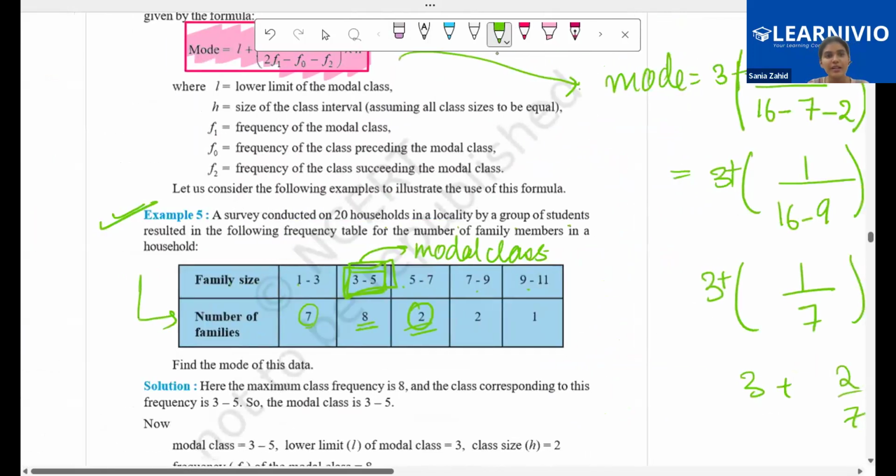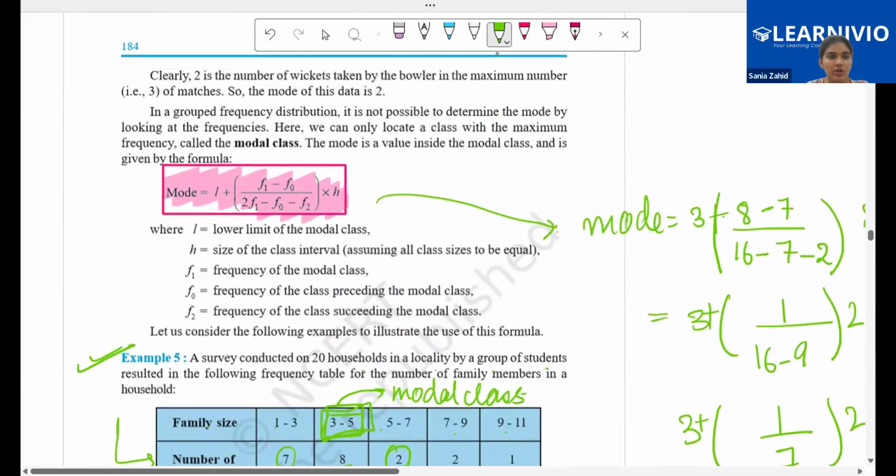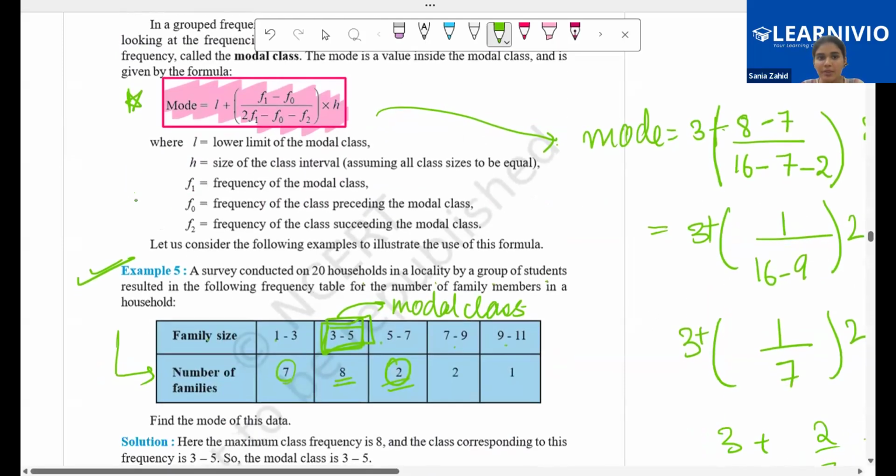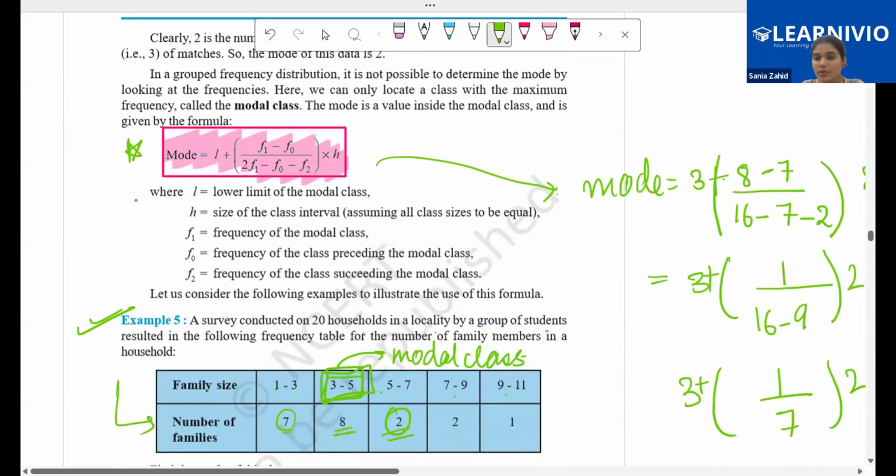So do you understand how we find the mode? You just need to memorize this one formula. What is this formula? Mode is equal to L, where L is the lower limit. You just need to know the meaning of all these symbols. What is the meaning of L, F1, F0, F2, and H? Understood, Umair? Please tell me, do you understand? You can note that down, this formula.